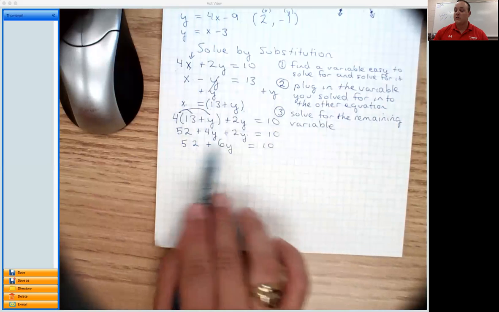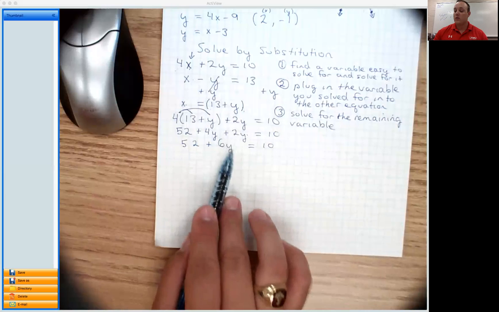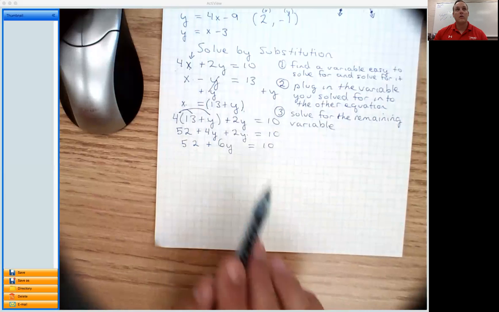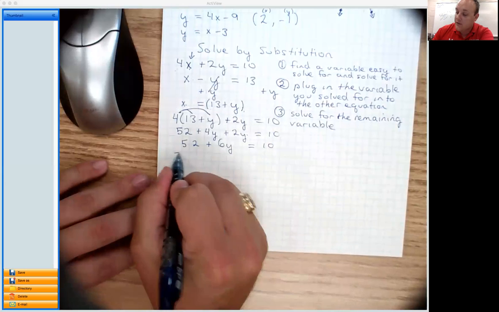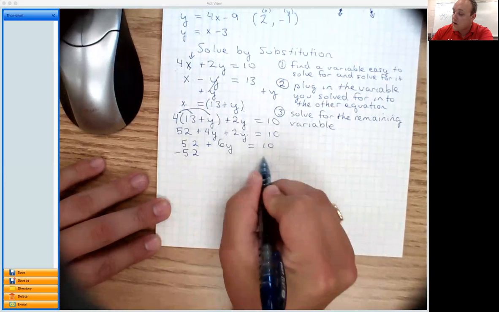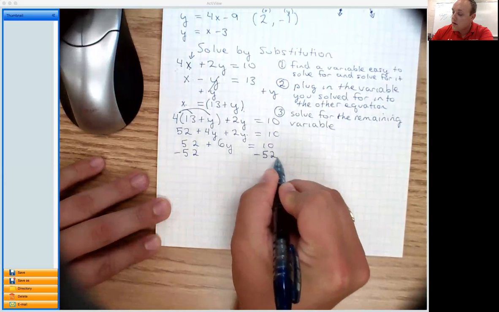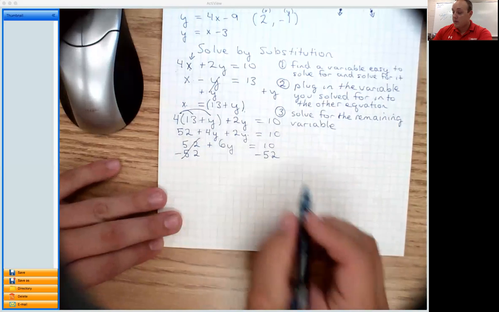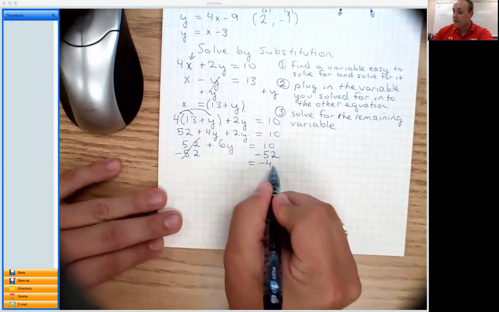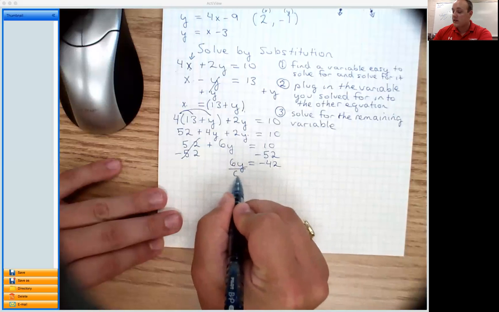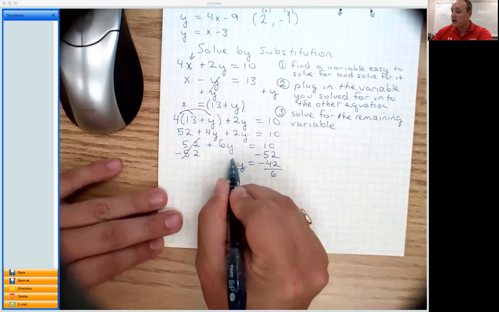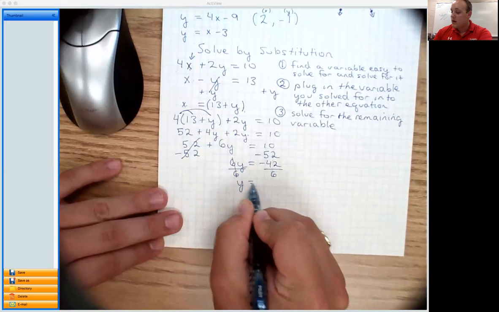What do you do first? Divide or move the 52? No, you move the 52. So I'd have to subtract 52. It would be negative 42. And it would be negative 42 over here. And then divide by 6 and it would be negative 7. Divide by 6, and y is indeed negative 7.